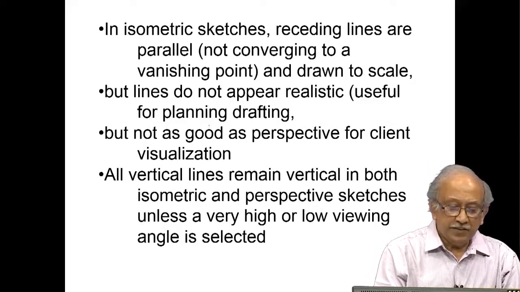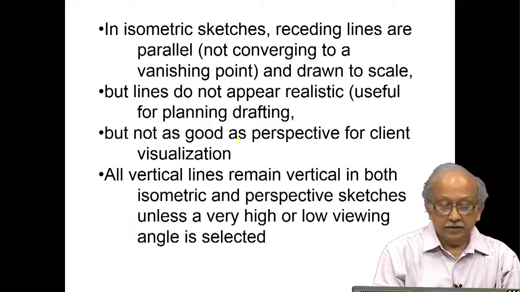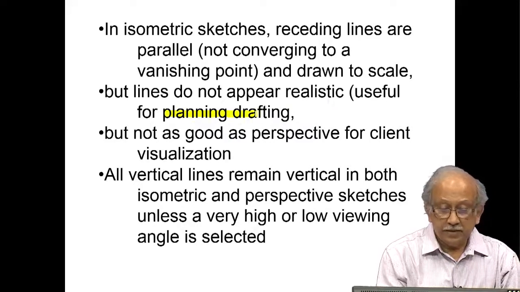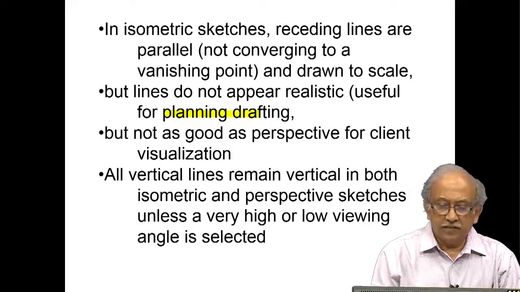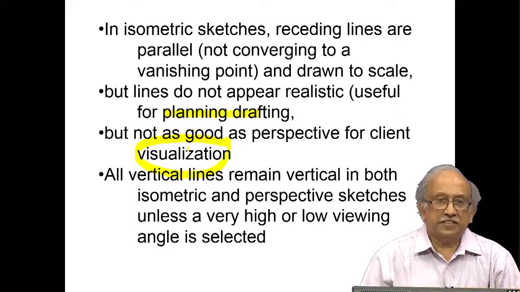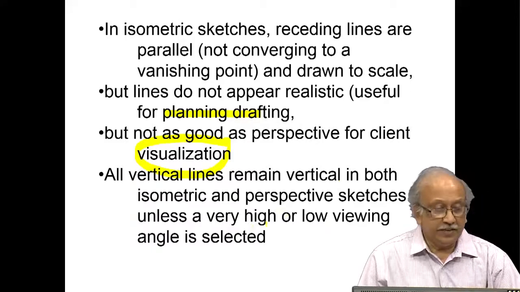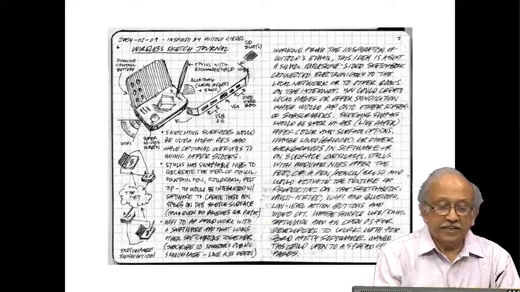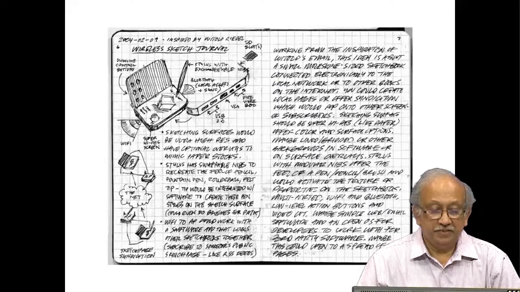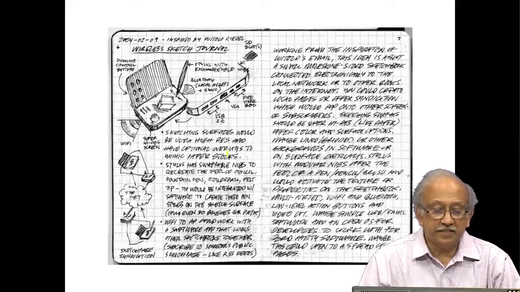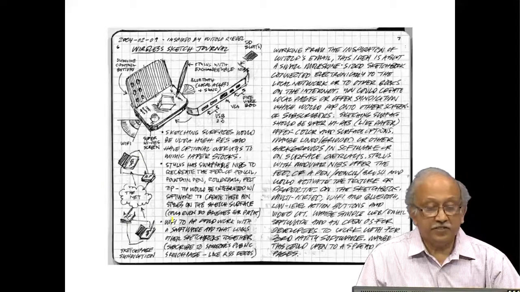The problem is, while it makes a lot of sense for the person who is doing the drafting, that is making an engineering workshop sketch, it is not very useful to visualize products with it. All verticals remain vertical in both isometric and perspective unless a view angle is selected. Now here if you see very carefully, a lot of stuff has been made here. Sketching surfaces will be ultra high resolution and so on, no. You can keep on trying to make things as you like.